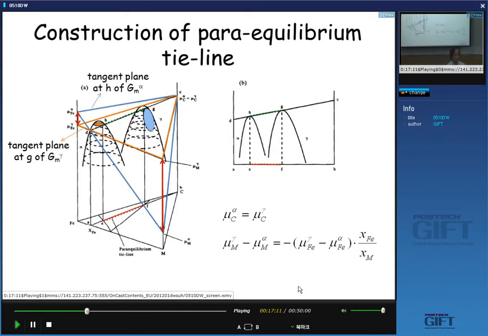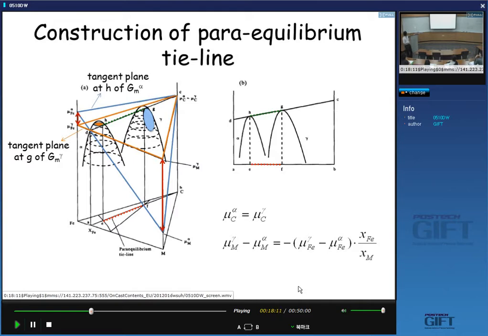If you focus on the points H and G, this orange plane is the tangent plane at point G of the free energy curve of gamma, and it cuts the free energy curve of ferrite with this section. The intersection of this orange plane with each vertical axis will give the chemical potential of carbon, iron, and, for example, manganese in austenite, which is in para equilibrium state with the iron, manganese, and carbon in ferrite.